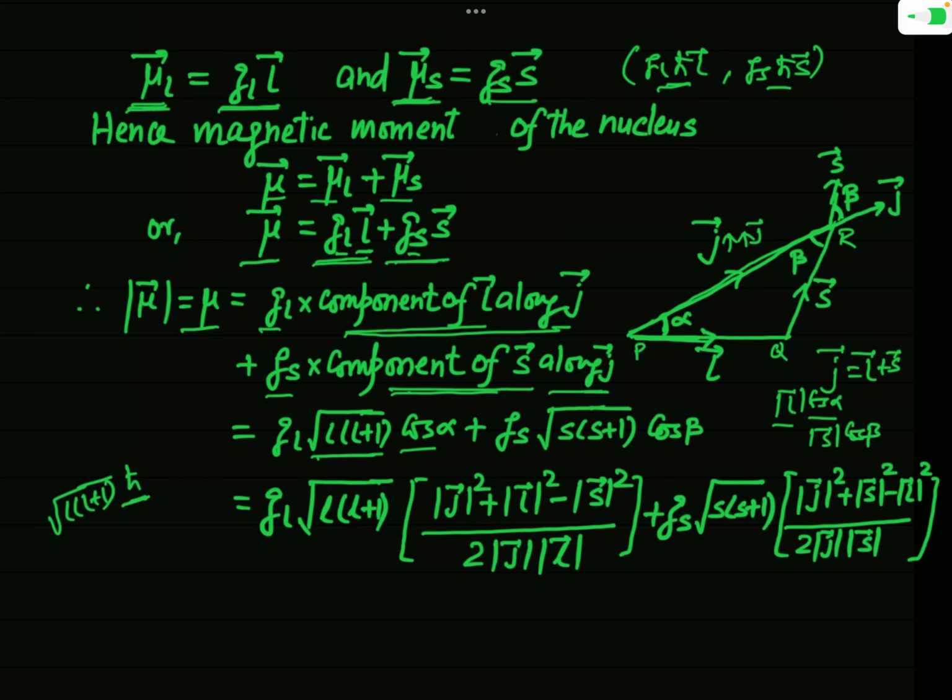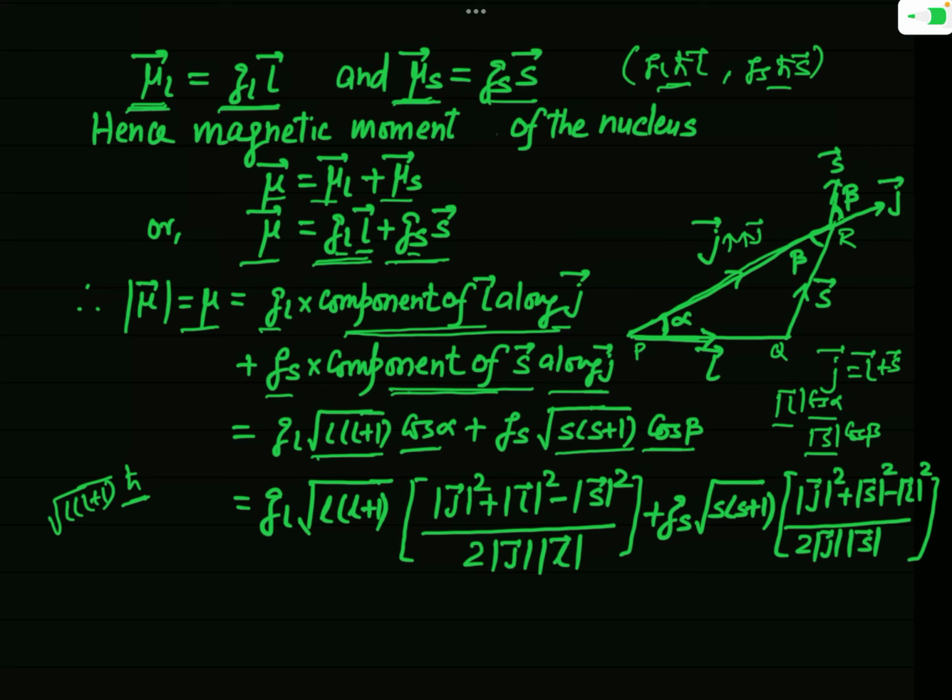Why cos beta? Because this S vector makes an angle beta with J. Now the magnitude of this S is the square root of S into S plus 1 into H bar. Again, H bar has been taken as unity, that is, taken as 1. So this is simply GS times root over S into S plus 1 into cos beta. Okay. Now what will be the value of cos alpha and cos beta?